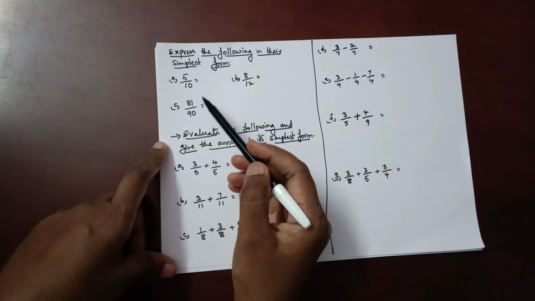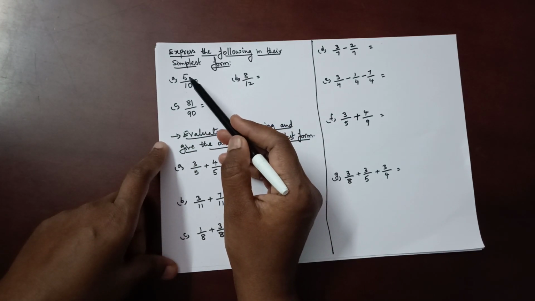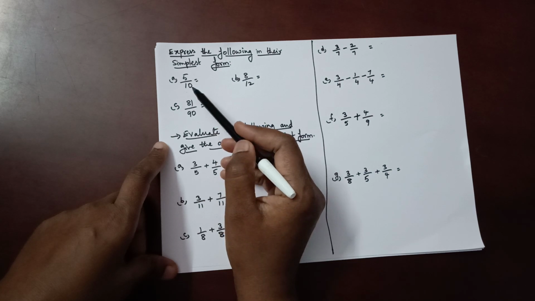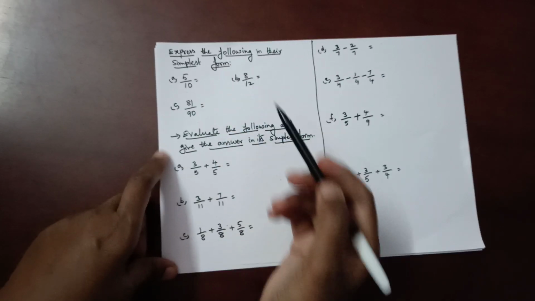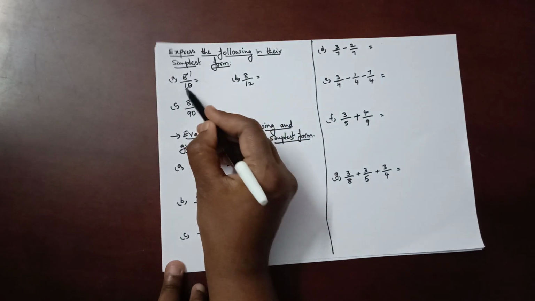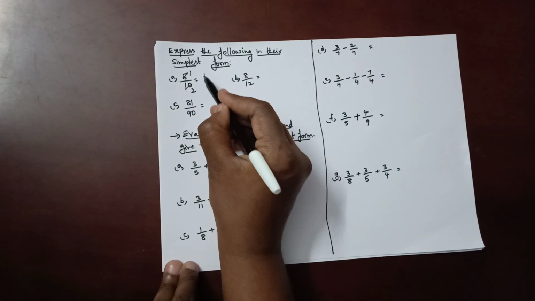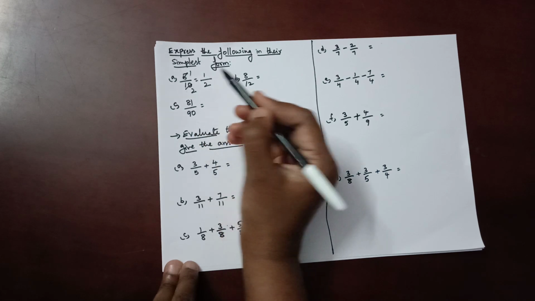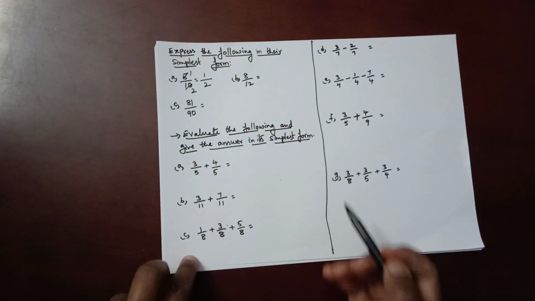So here the fraction is 5 by 10. 5 and 10 both are multiples of 5. 5 ones are 5, 5 twos are 10. I am cancelling. So what is the simplest form of the fraction? That is 1 by 2.